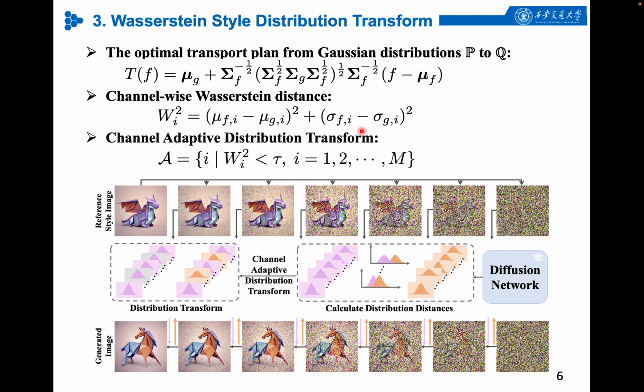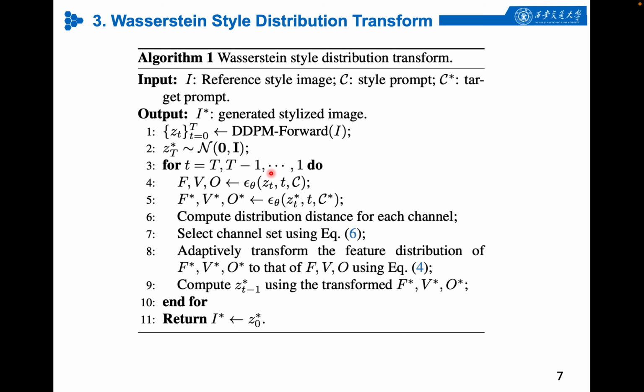This inspires us to further design a channel-wise Wasserstein distance to measure the distribution discrepancy of each channel, allowing us to adaptively select channels with stronger style significance for distribution transform. We employ a threshold tau to select channels with smaller distribution distances between style and generated features for transform, while keeping channels with larger distances unchanged. Here is the set of selected channels. We show a simple but efficient algorithm for stylized image generation.